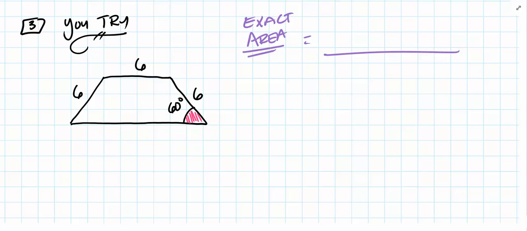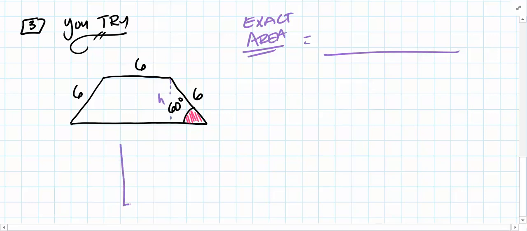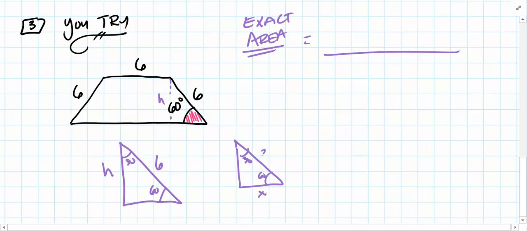I drew the height down. That's a great idea, Mr. Lamb. So that's your height, h. This is 60 degrees. This is a value of 6. What do we do? This is a 30-60-90 triangle. What do we know about 30-60-90 triangles? Well, we know a whole lot. If this is 60 and this is 30, this is x, this is 2x, and this is x times root 3. Is that right? So what do we do from here?